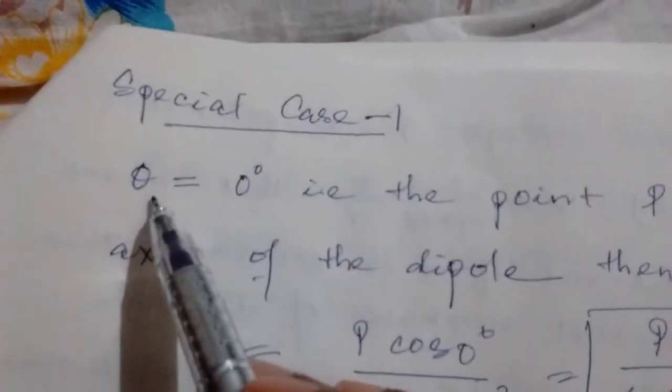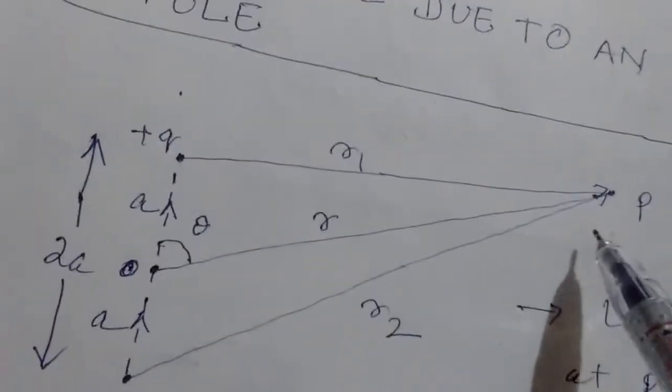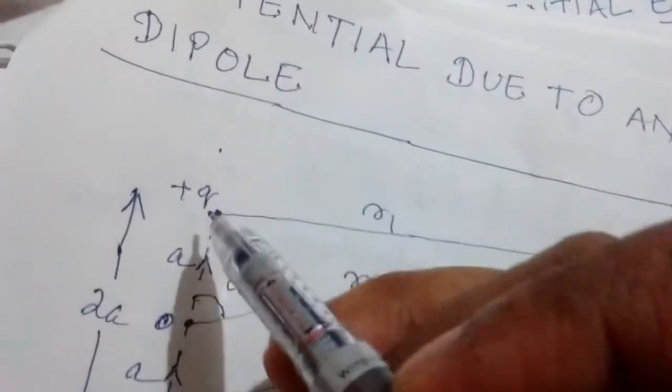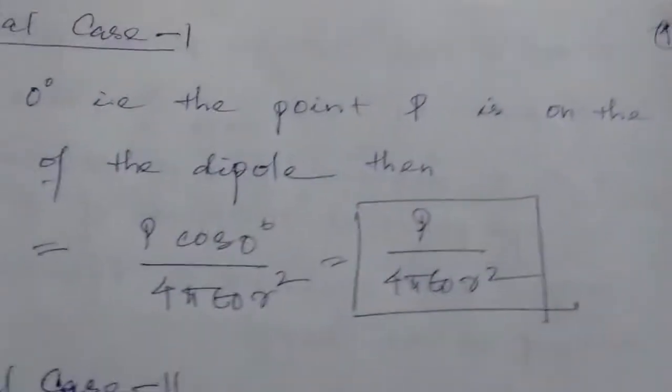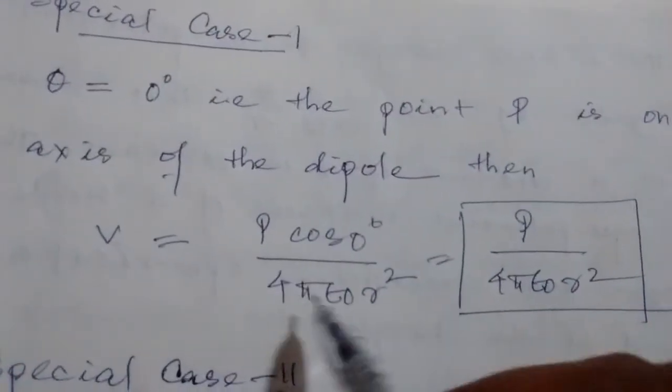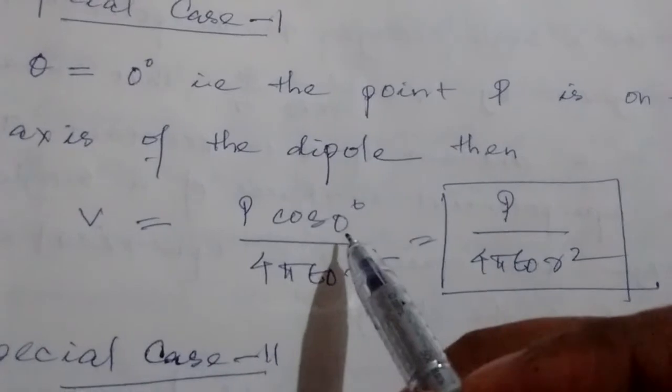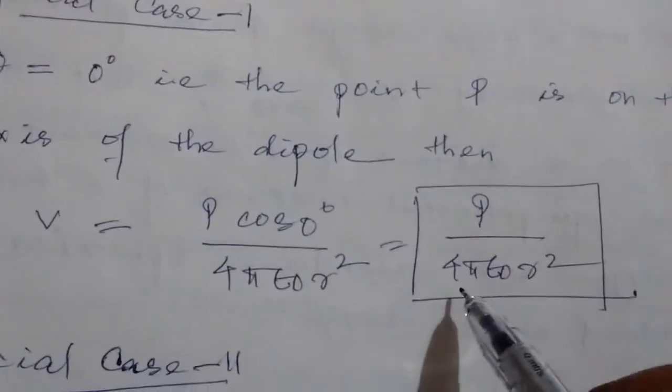First special case is if theta is equal to 0. If theta is equal to 0, then what happens? Here you look. If theta is 0, then the p will be on this axis. That means axial point. So if you apply theta to the equation, that is p cos theta by 4 pi epsilon naught r square, cos 0 will be 1, so it will simply become p by 4 pi epsilon naught r square.